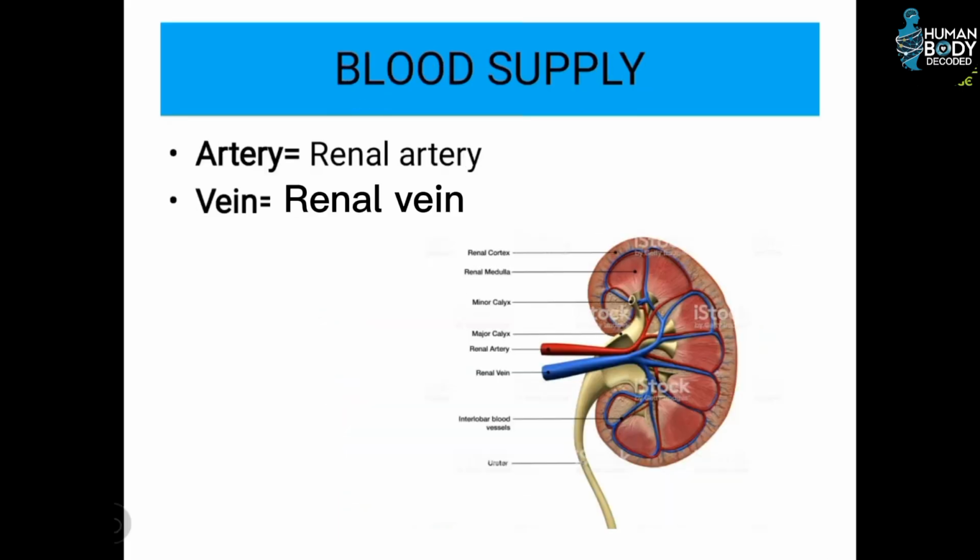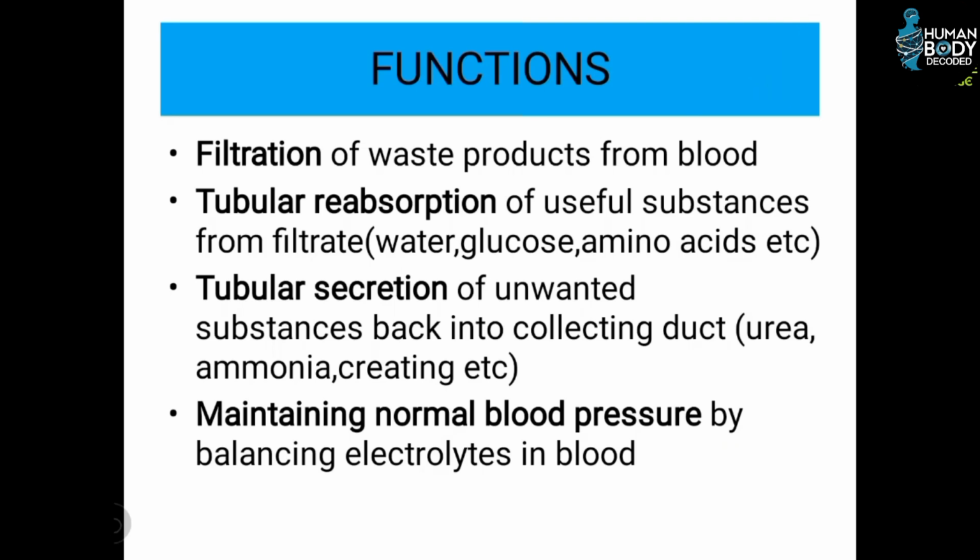Now, let's talk about the blood supply of the kidney. The artery and vein that supply blood to the kidney are the renal artery and renal vein, respectively. Now, let's discuss the functions of the kidney. There are 4 major functions. The first major function is filtration. The kidney filters waste products from the blood. There are many waste products in our blood, and the kidney's role is to remove these waste products.